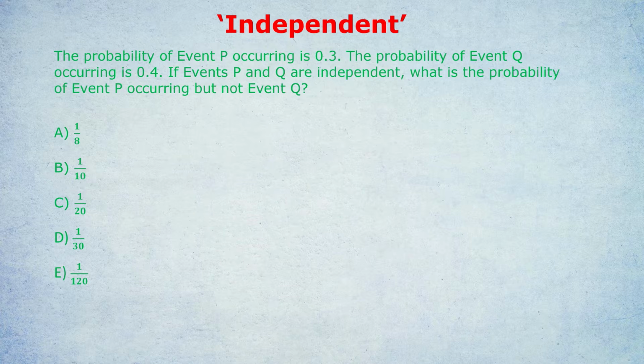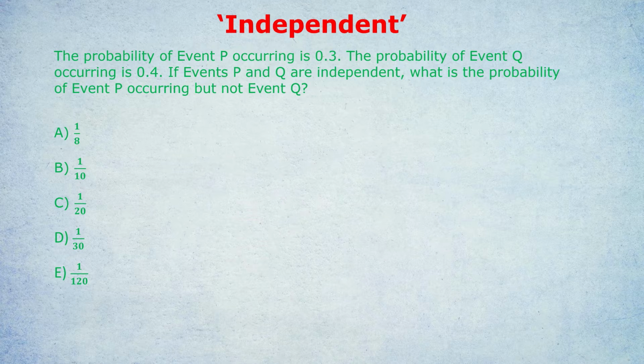Okay, next topic, getting really pretty interesting and hard now. This word independent crops up occasionally, and the vast majority of my students don't know what it really means. The question is, the probability of event P occurring is 0.3. The probability of event Q occurring is 0.4. If events P and Q are independent, what is the probability of event P occurring but not event Q?